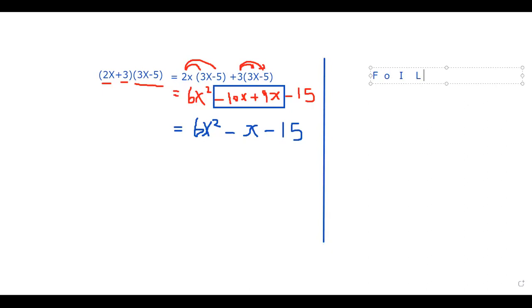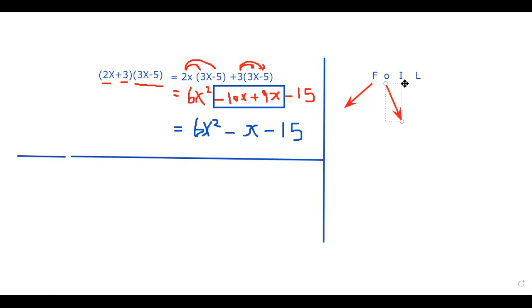FOIL method. So how will we solve this question? By using the FOIL method. The same question, we are going to answer it in a different way. First, we want to know what each letter in this word stands for. F stands for something, O stands for something, I and L.